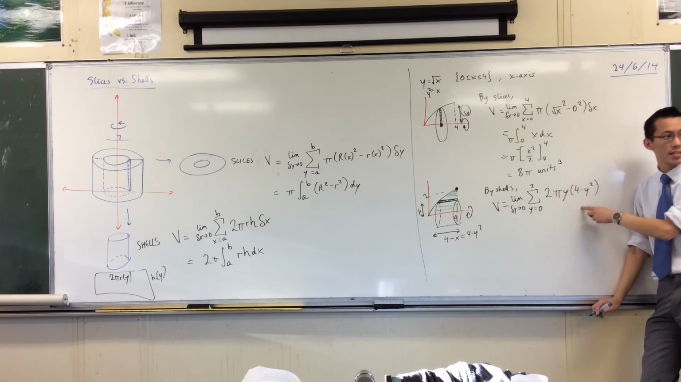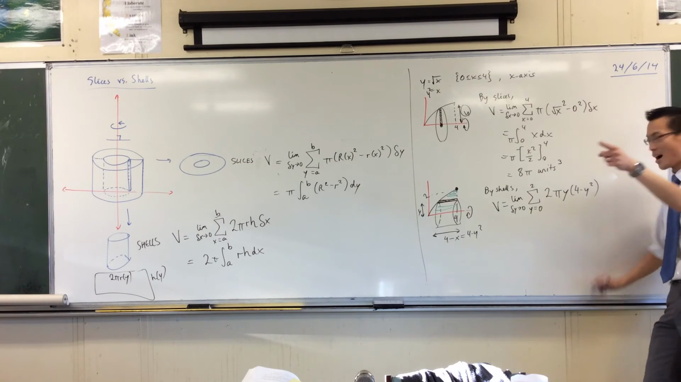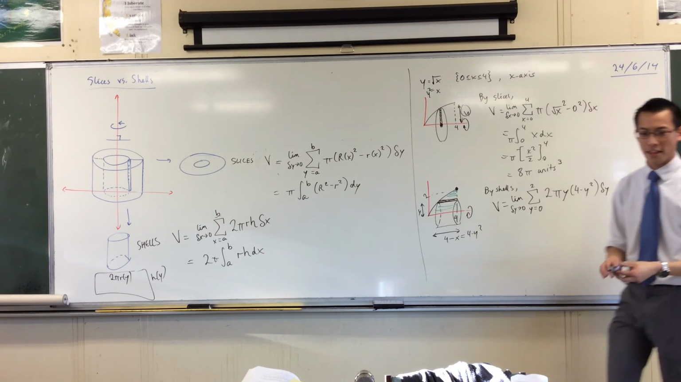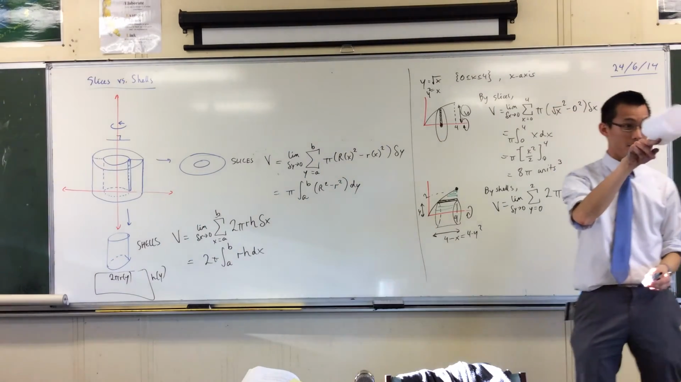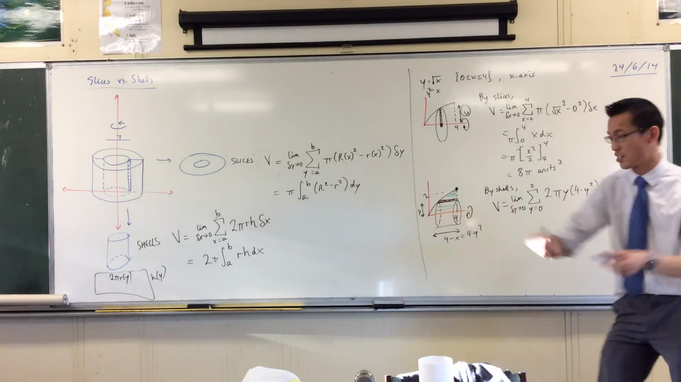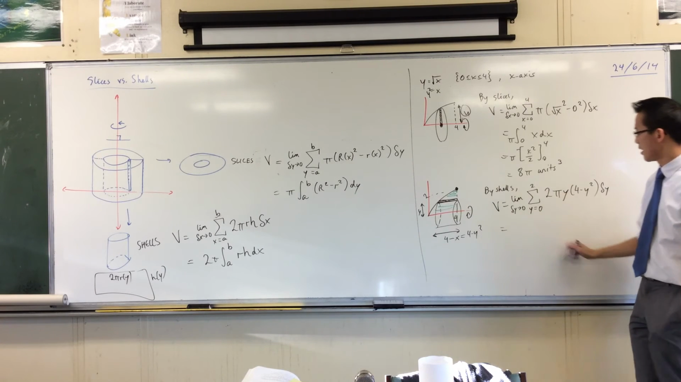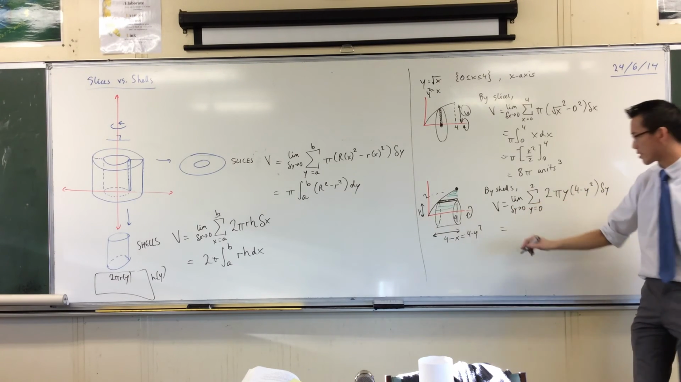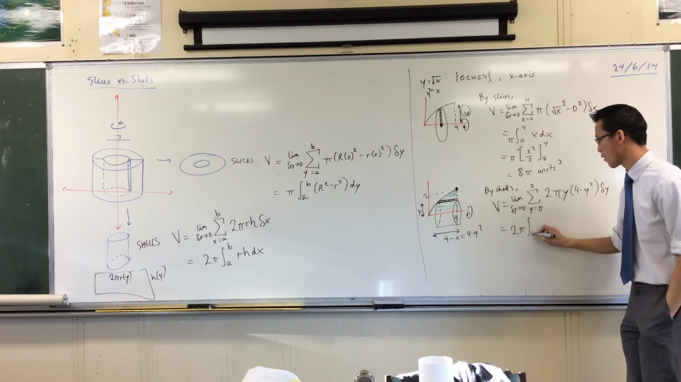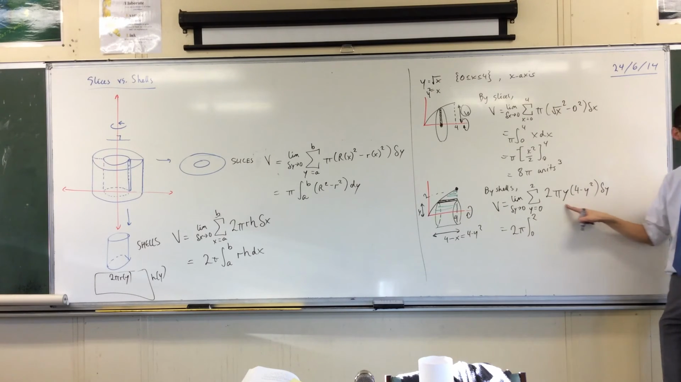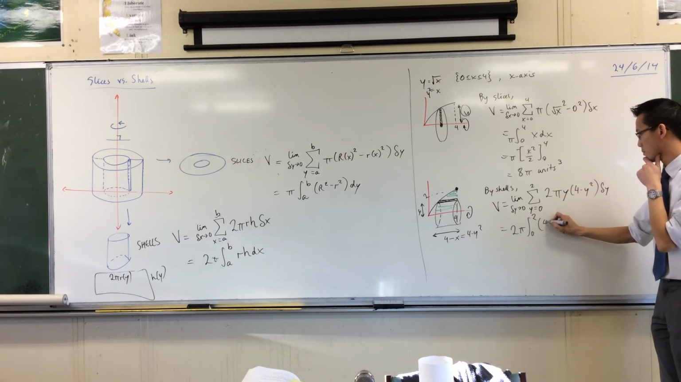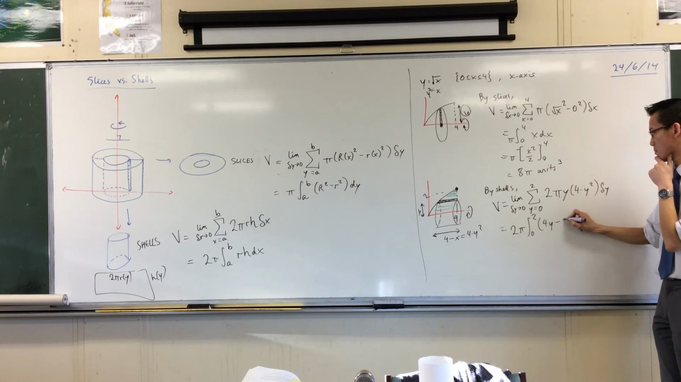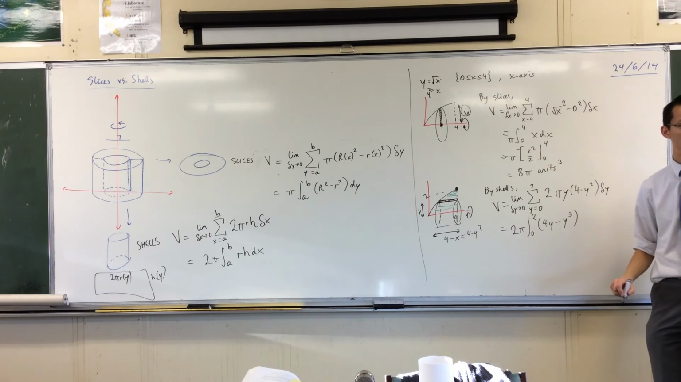Radius, height. I need one more piece to make it a volume. Delta y. The thickness of the shell. Okay, great. Let's turn it into an integral. What's going to come out? The 2 pi will come out the front. I'm going from 0 to 2. What's this going to become? 4y minus y cubed? Yeah?